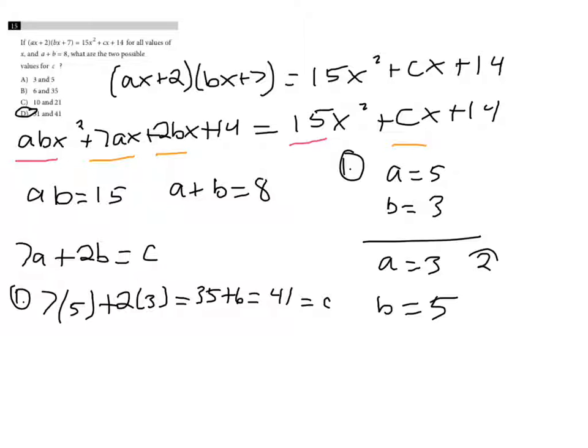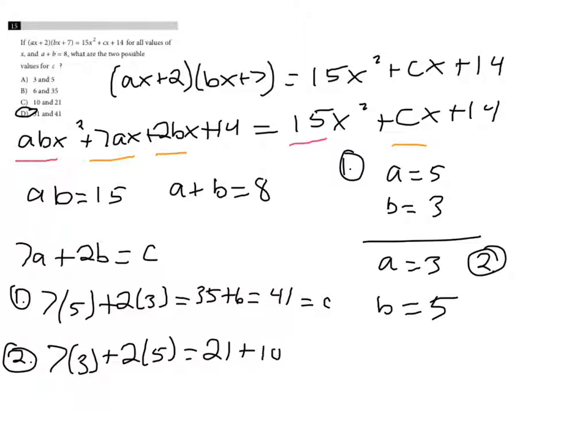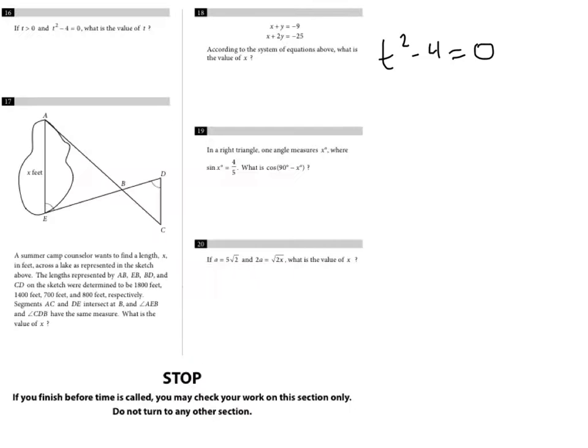So this is our second option here. Looking at our second option, that's saying when A is 3, B is 5. So what is that? That's 21 plus 2 times 5, which is 10. 31, which is C. And that fits our answer choice D. So yeah, for this one you just have to remember how to multiply two binomials and what it means when you actually factor.